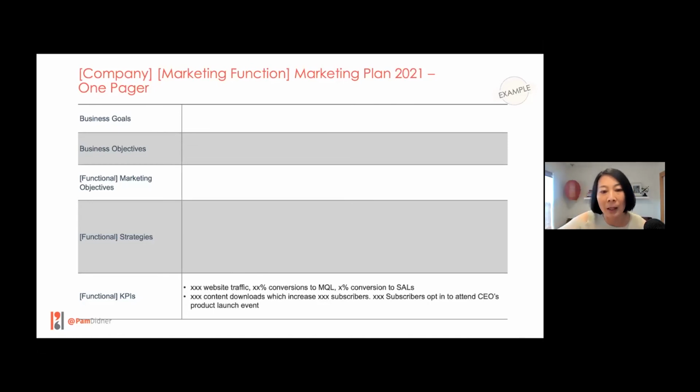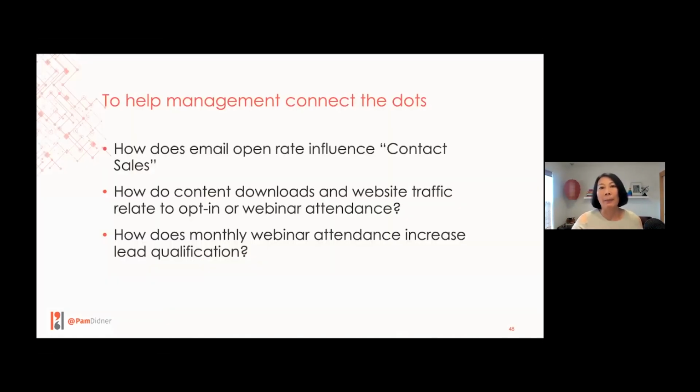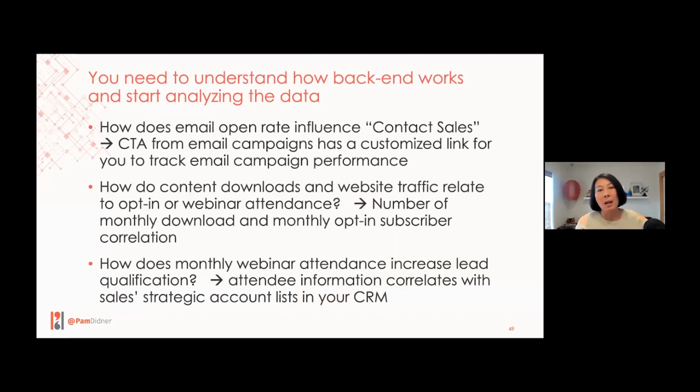Does that make sense? If you drive content downloads, you have to write down the content download increase, a certain number of subscribers opting to attend the CEO's product launch event, for example. Write your KPI. Make that connection for your management. It's about helping the management connect the dots. How does the email open rate influence contact sales? Right? So your call to action from an email campaign needs to have a customized link so you can track.